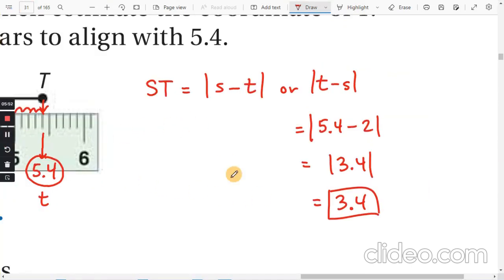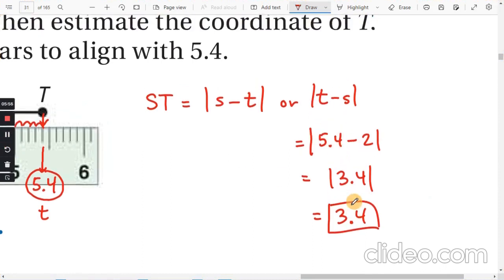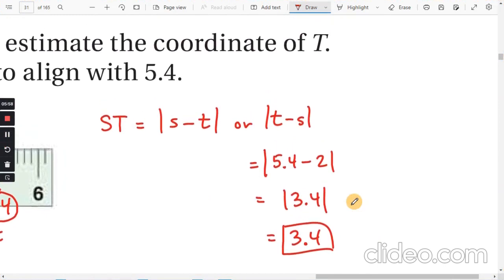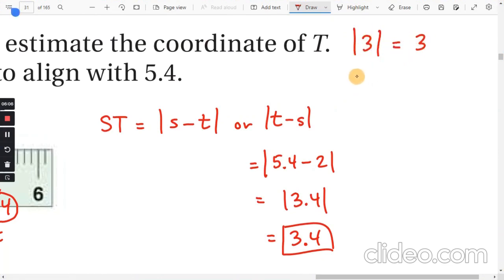Just so everyone knows, an absolute value changes the negative to a positive. Okay, if it's 0 or already positive, it does nothing. So the absolute value of 3 is just 3. But if you have the absolute value of negative 3, that will make it positive 3. That's what absolute value does.